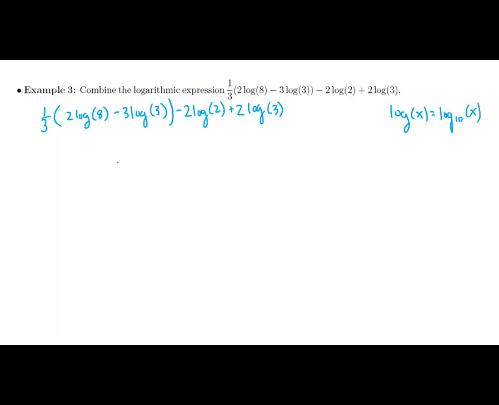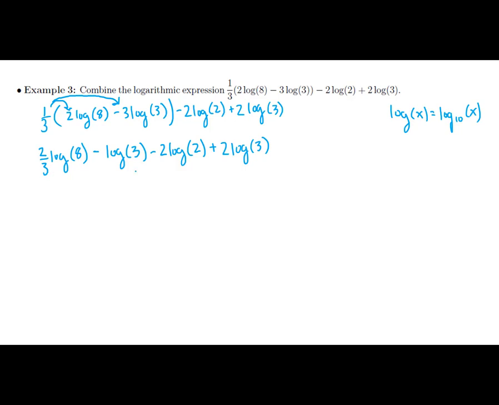All right, so I want to be able to combine these, but I see first that I've got these parentheses, so I really want to untrap these from parentheses so that I'm able to start combining them with other things. So we'll go ahead and distribute our 1/3 through to both of these terms. So 1/3 times 2, we get 2/3 log of 8, minus 1/3 times 3, so this will be minus the log of 3, and then minus 2 log of 2 plus 2 log of 3.